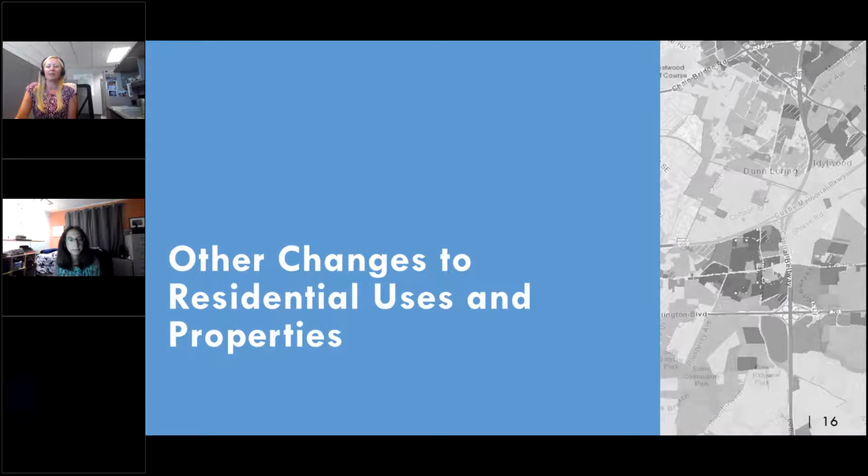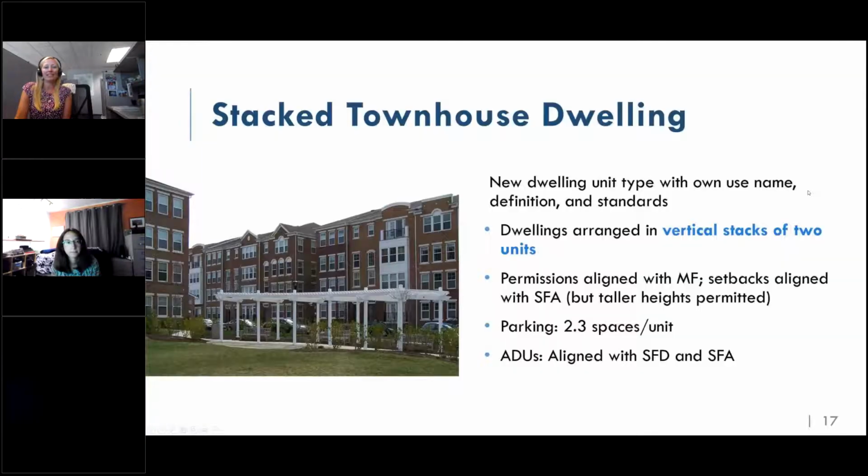So now we'll finish up with just a couple of other changes to residential uses and properties that we wanted to mention. The first is a new use that we've added, which is called the stacked townhouse dwelling. So this is a new dwelling unit type. It does have its own use name and its own definition, as well as its own set of standards too. So we're talking about dwellings that are arranged in vertical stacks of 2 units, like 2 over 2s. We have aligned the permissions with those of the multifamily dwellings, but we've given the setback allowances for the single family attached. We have increased the maximum height that's permitted because, again, we do want to allow for the stacking to occur.